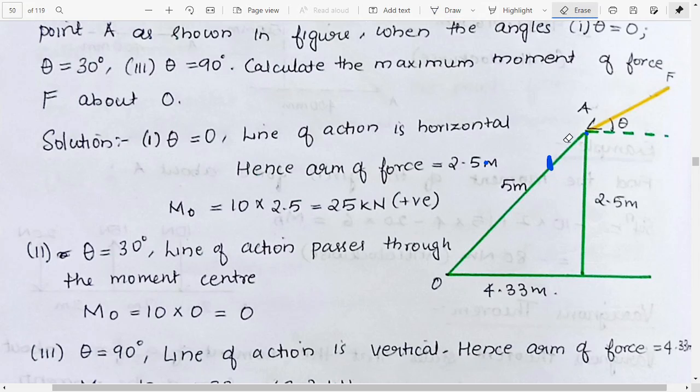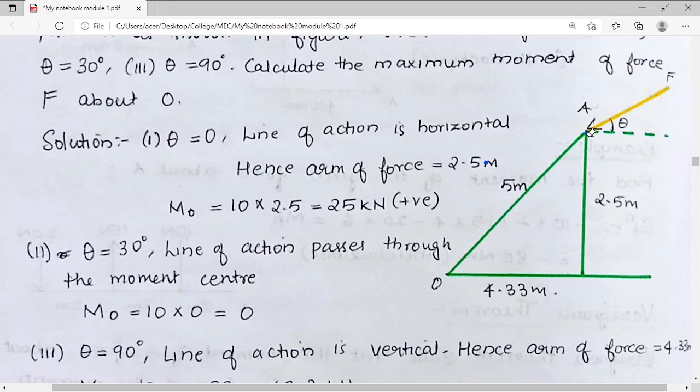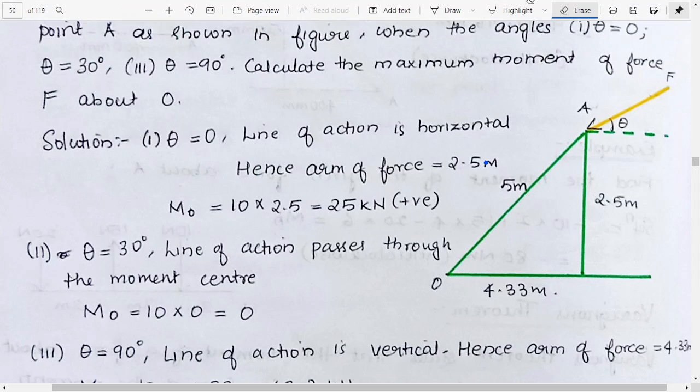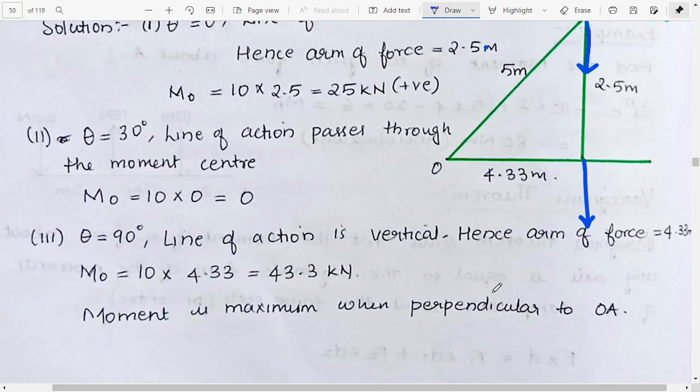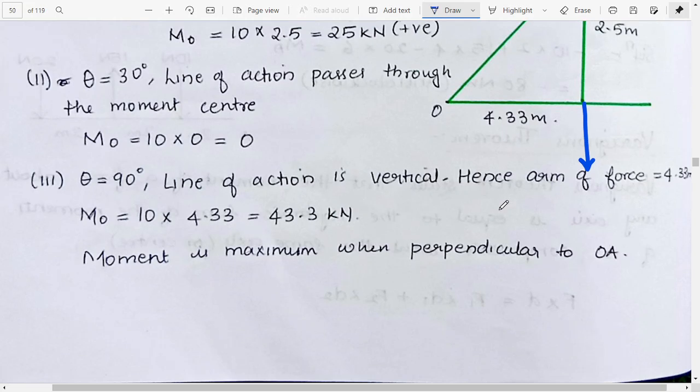Now if theta is equal to 90 degrees, that means the force is something like this, and we can draw it in this manner. So we can move that here. So it will be 10 into 4.33, so we'll get 43.3 kilonewton meter. And in this case, it will be clockwise, so it will be negative.